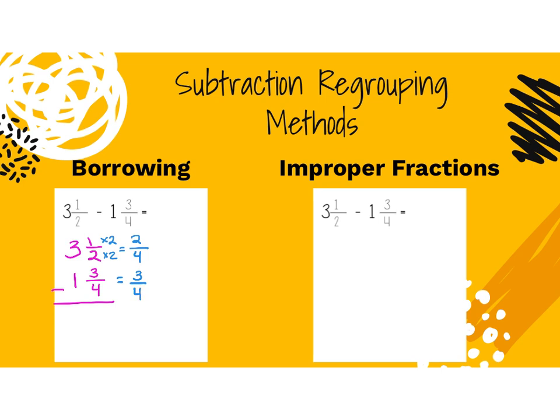Now I'm ready to subtract, but I can't subtract 3 from 2, so I would need to borrow from my whole number. So to do that, this 3 would become a 2. I'm taking away one whole. And then I'm adding a whole to the 2/4 that's already there. I want to write this as a fraction. And my denominator is 4, so my fraction that I'm adding is 4/4. When I add 2/4 plus 4/4, I get 6/4.